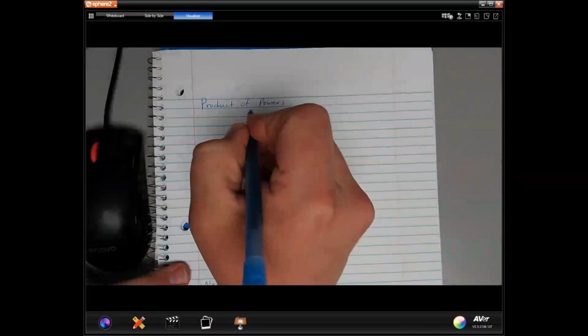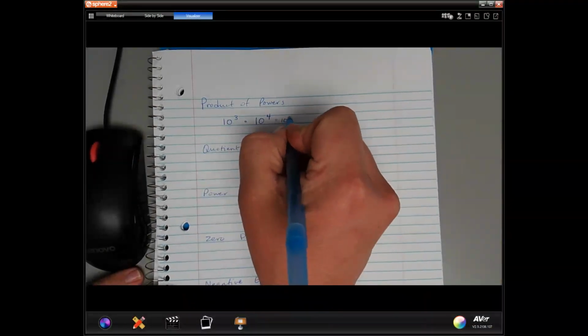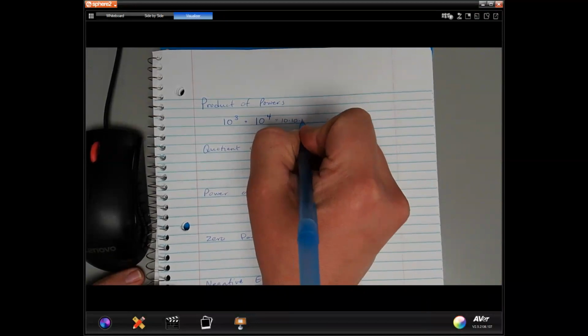When we're talking about the product of powers, we're talking about two or more powers, each raised to a certain power, and multiplied by another power having the same base. If the bases are not the same, you cannot use this rule. What we understand this to mean is that this would end up being 10 to the third power times 10 to the fourth power.